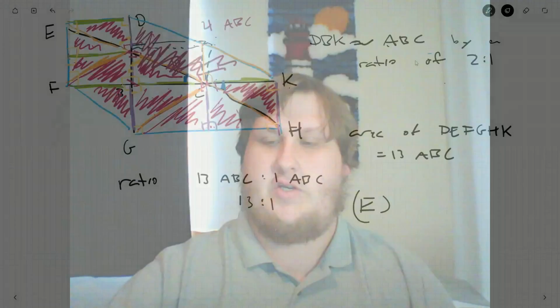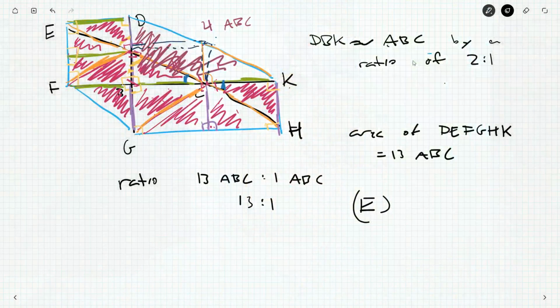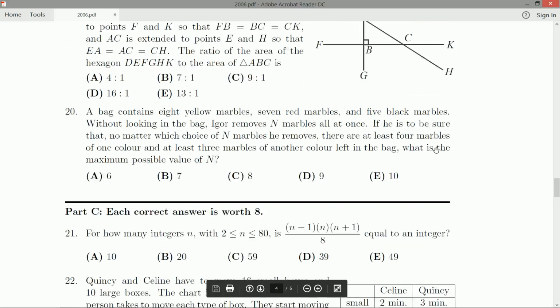So we spent a long time on this question. That was question 19. And I sort of lost room there, so we're going to flip the page. We got one more question to go in part B, and that will be question 20.